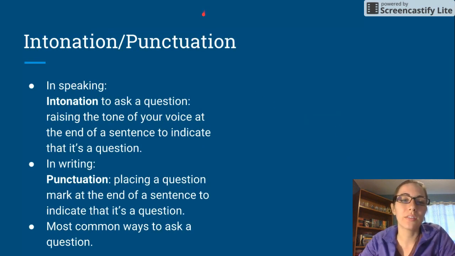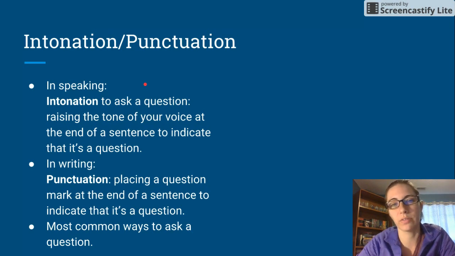Our last way of asking a question is using intonation in speaking or punctuation in writing. This is the most common way to ask a question in French, in both speaking and writing. A lot of times you won't hear est-ce, or you won't hear that the verb and the subject are inverted. Instead, people will simply use intonation or punctuation in writing. So in speaking, intonation is used to ask a question by raising the tone of your voice at the end of a sentence to indicate that it's a question. We do this in English all the time, okay?